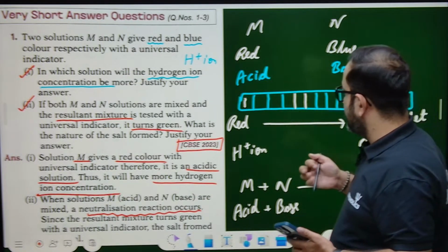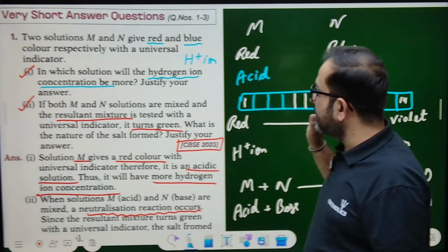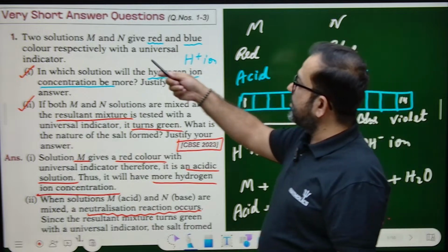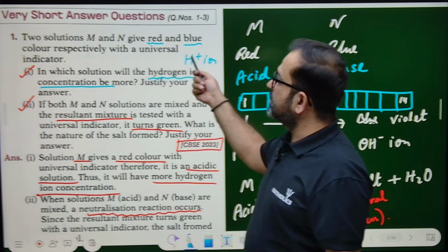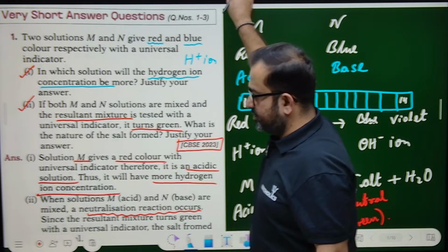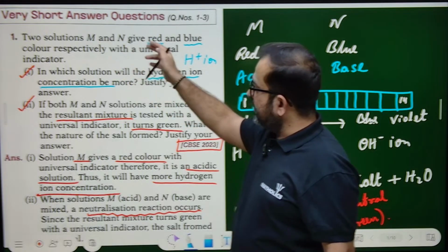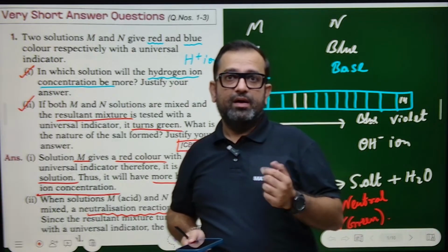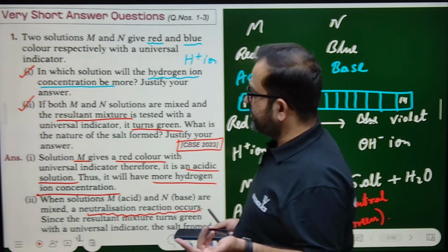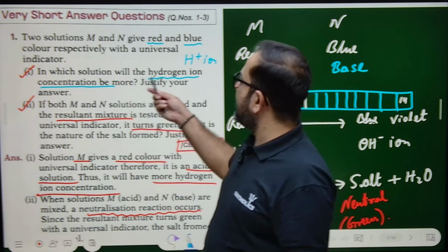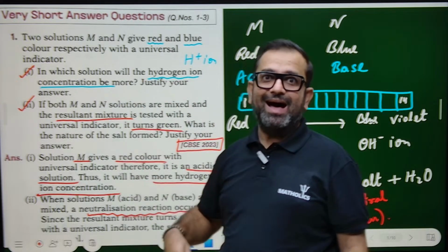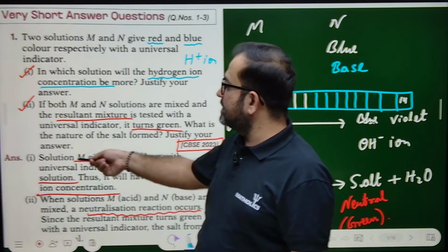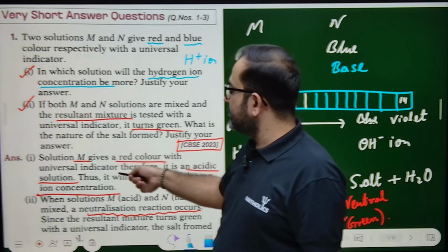You tell me, universal indicator everyone must be aware of, right? What are the colors of universal indicator? Now, two solutions M and N give red and blue colors respectively with a universal indicator. Don't look for the solutions. So red color must be an acid and blue color must be a base. In an acidic solution the hydrogen ion concentration will be more. Acidic solutions have more H+ ion concentration. So the red one, that means M. M is the answer. Solution M gives a red color with universal indicator, right?